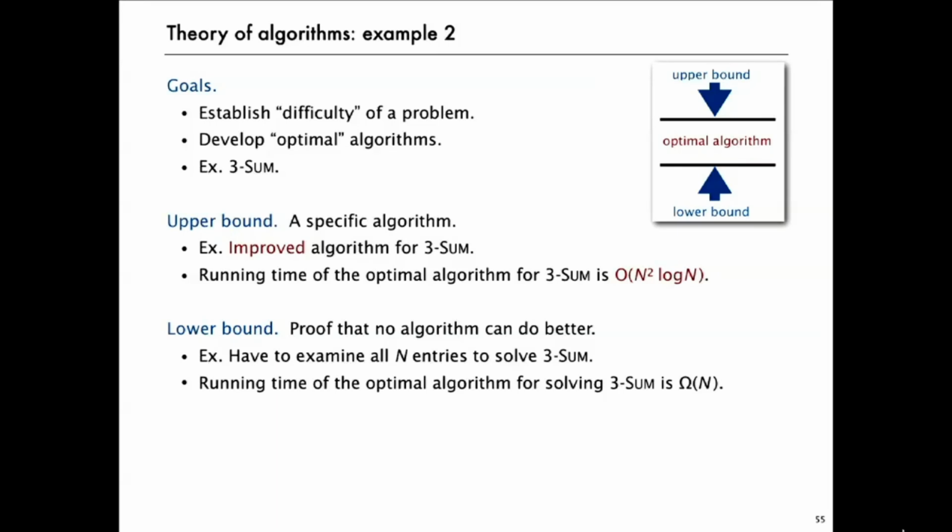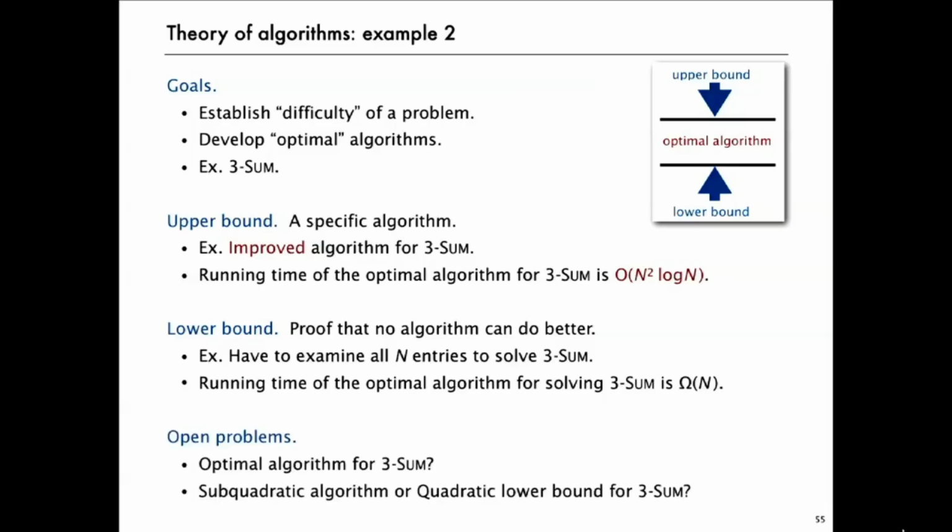But nobody knows a higher lower bound for 3-sum. So there's a gap between the upper bound and the lower bound, and it's an open problem. Is there an optimal algorithm for 3-sum? We don't know what it is. We don't even know if there's an algorithm whose running time is less than O of n squared, or a higher lower bound than linear. So that's an example of an open problem in the theory of algorithms. We don't know how difficult it is to solve the 3-sum problem.